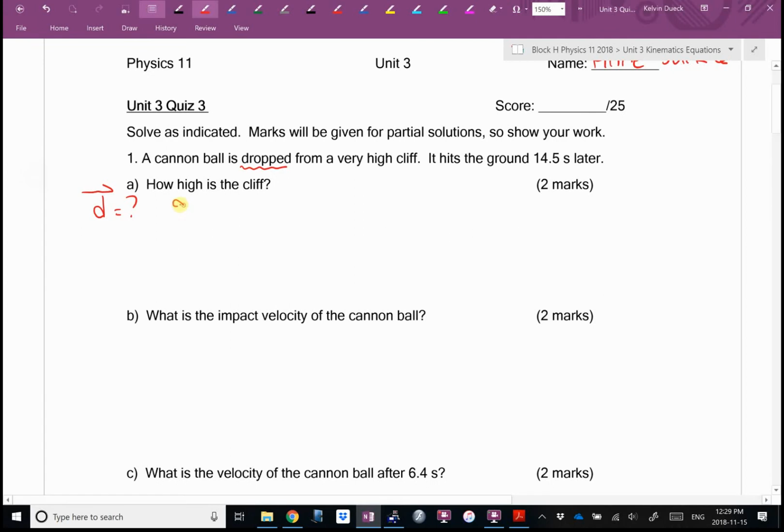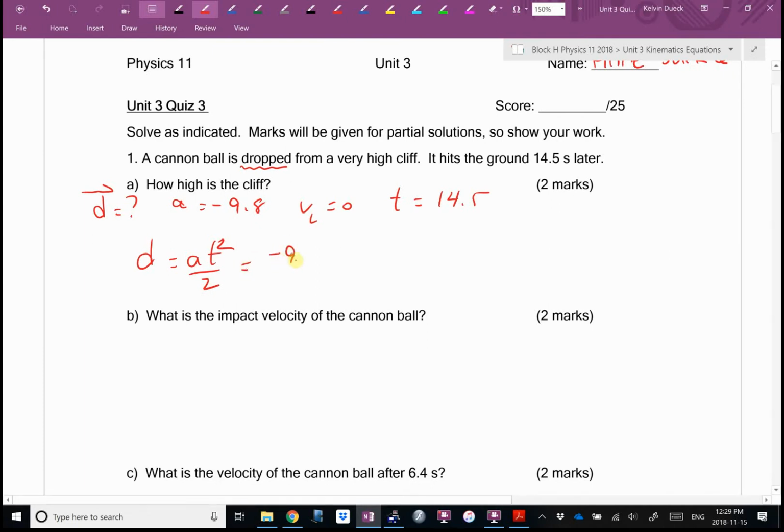I'm in free fall. I know VI is 0. They gave me time is 14.5. I think I can use D equals AT squared over 2. Why didn't I bother writing the VIT? It's 0 and I tend to abbreviate. If you wrote D equals VIT plus a half AT squared, I'm fine with that, but I'm going to abbreviate.